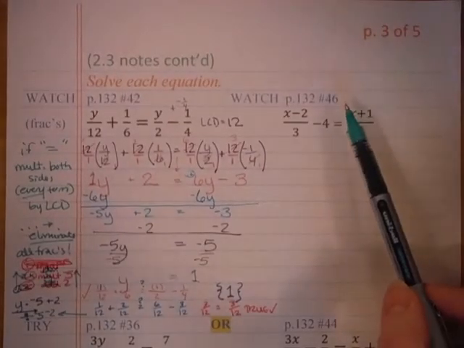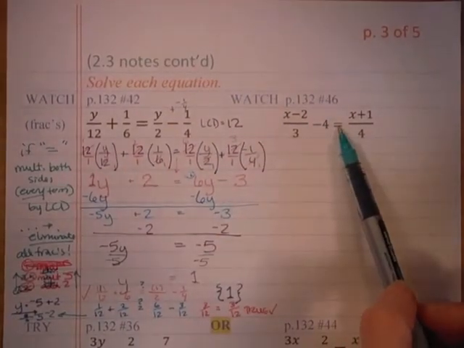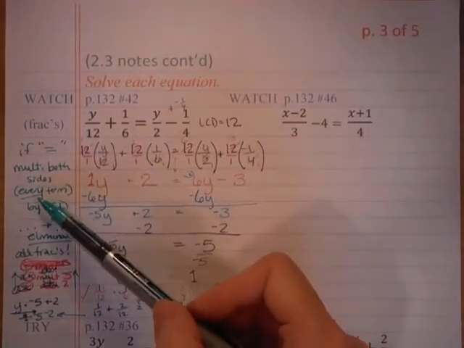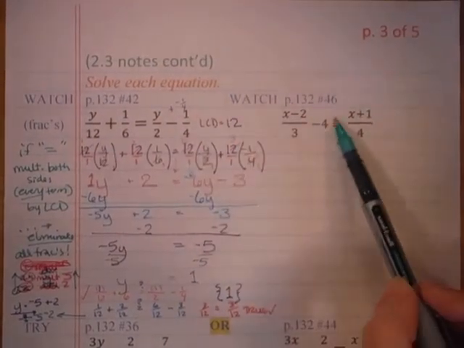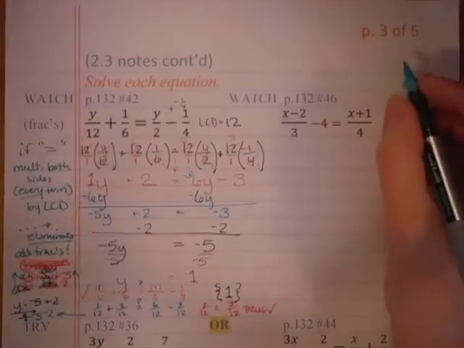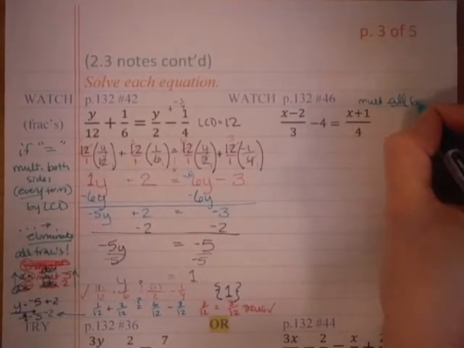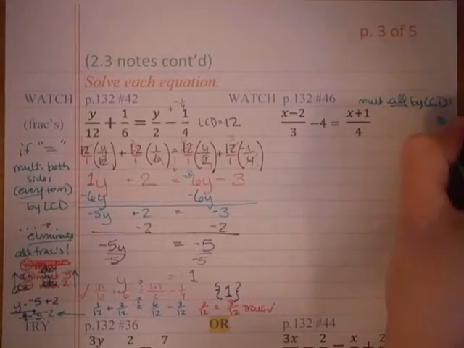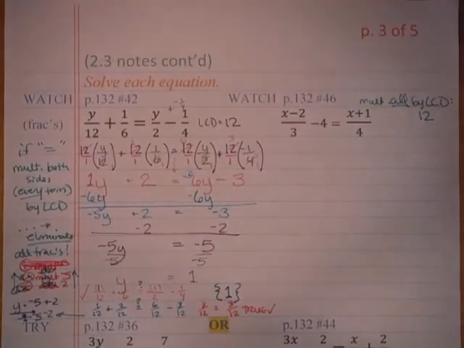All right, let's try number 46 together. Let's do that same technique. If there's an equal sign, and there is, you can multiply both sides, specifically every single term. Everything was a fraction in this first example. Not everything's a fraction, but everything gets multiplied by the LCD. And the LCD, again, in this case, is going to be 12. 12 is the smallest number that both 3 and 4 will go into evenly.